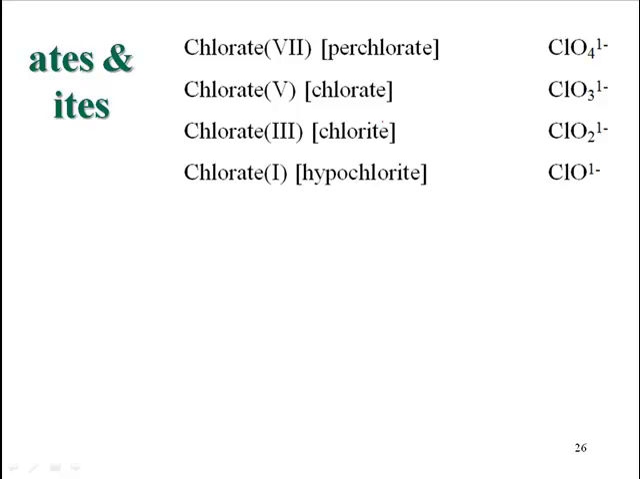So, if you have more oxygens, it is a per state, or a hyper state. More energy is hyper. The per state is ClO4. 1 more oxygen is per. 1 less oxygen than the ate is the ite, chlorite. It has 2 oxygens. 2 less oxygens, or 1 less than the chlorite state, is the hypo, or low state. Hypo meaning low, hyper meaning high.